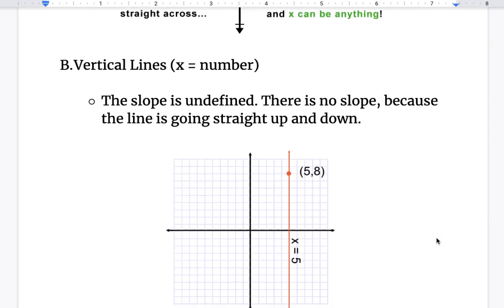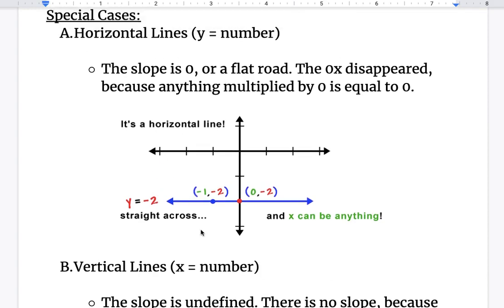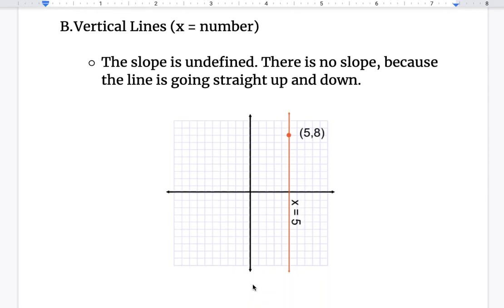We can also have vertical lines. So vertical lines is the opposite. Instead of y equaling a number, it's going to be x equaling a number. So this line is going up and down. This slope is undefined. Instead of saying slope is equal to 0, we're just saying there's no slope. This line is just going straight up and down. The steepness is ridiculous. There's no slope. It's undefined. So when x equals that number, it just tells us where that line is going to cut through the x-axis. It's going to cut through the x-axis at 5.